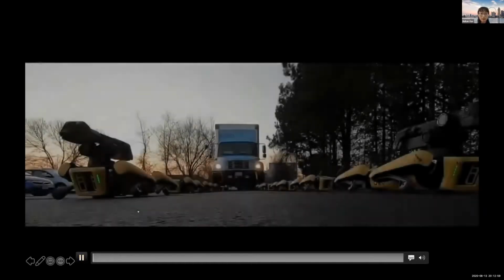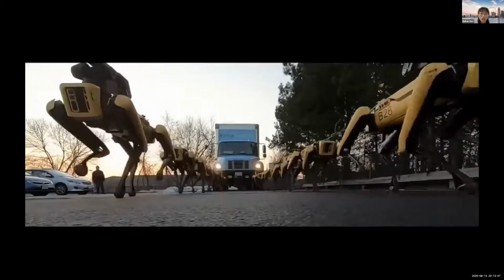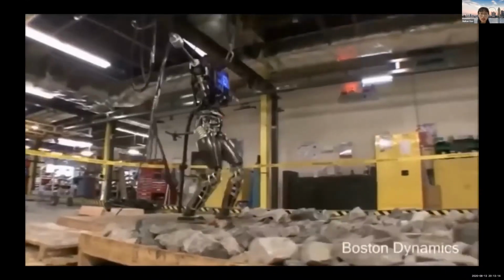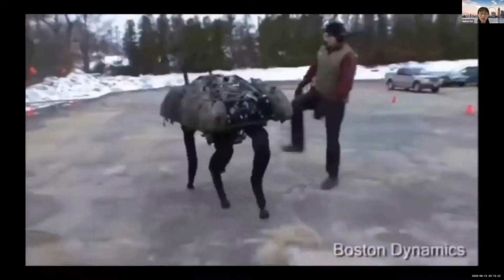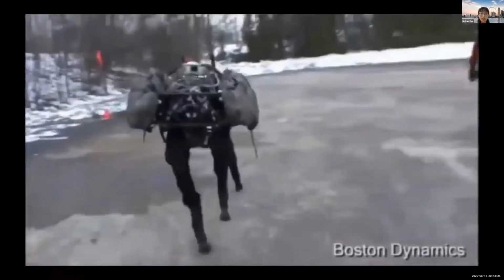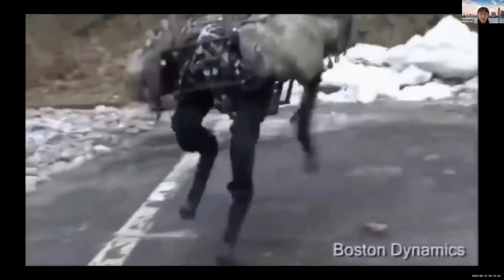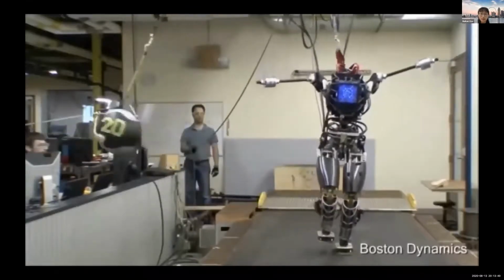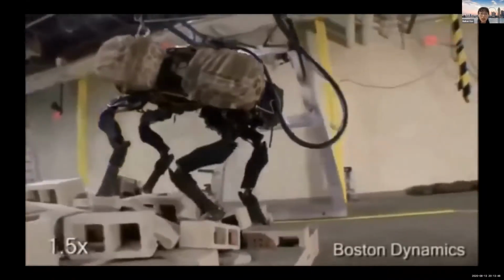The next one is a video from Boston Dynamics. This is a Spot Mini. Actually, they are pushing the cart. And this is how the robot balances itself on a rocky surface. It's like a slippery ice surface, and it needs to recover itself. I think this is supposed to be a rescue robot, so they're testing how it performs on a rocky area.